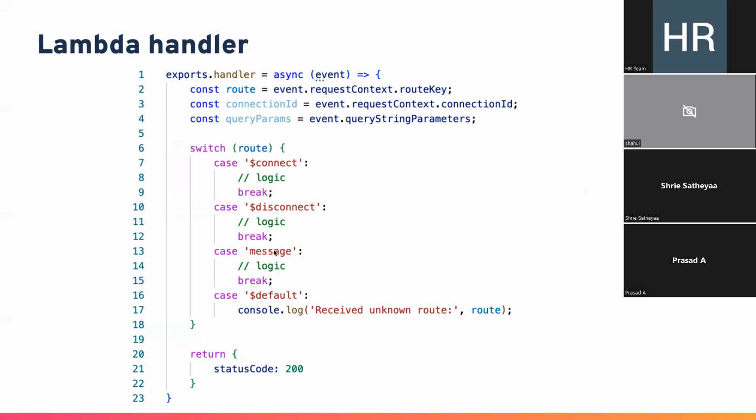Also, whenever we receive a message from the client to the API Gateway, the message can be processed here. And by default, if the incoming route doesn't match anything, this $default route will be called, and you can send any response back to the clients, like a 400 response or something like that. This is a sample handler function for handling the connection events.